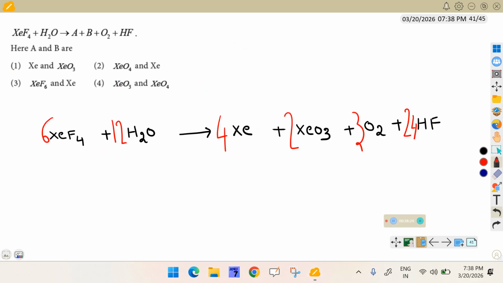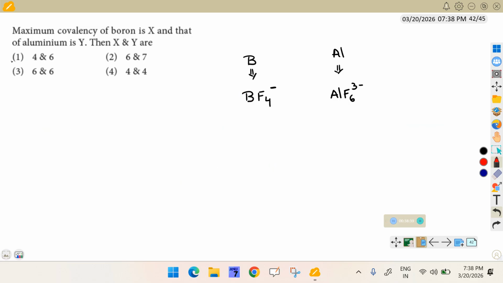Identify A and B in the given reaction. So according to this reaction, A is Xe and B is Xe. Maximum covalency of boron is X, aluminium is Y. Identify X and Y. Boron covalency is 4. Aluminium covalency is 6. So first option, correct option.